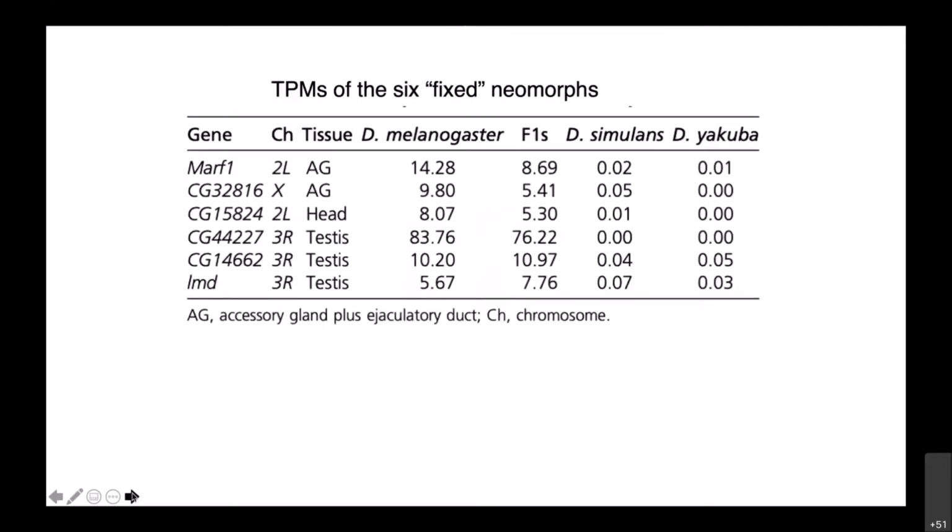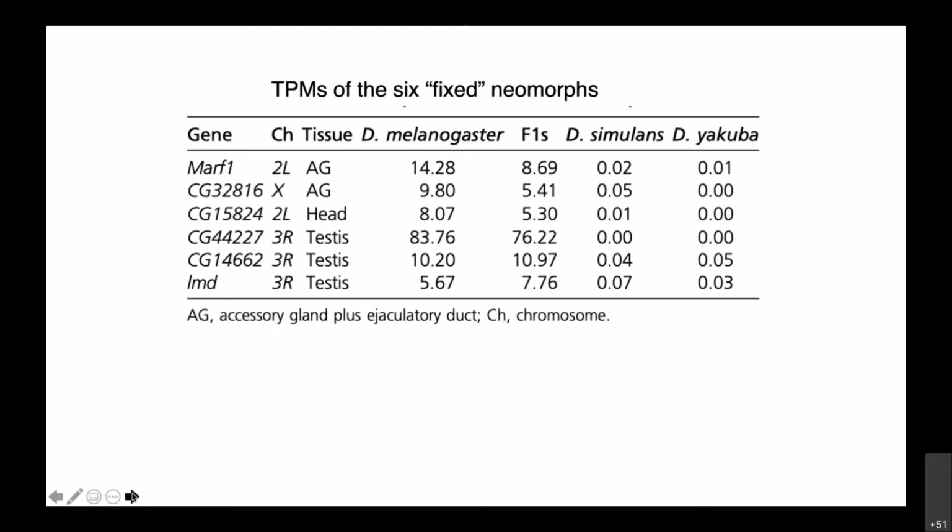Okay, so here is a table from our paper displaying the TPMs of the 6 fixed neomorphs. The melanogaster TPMs are listed under the D. melanogaster column. The F1 TPMs are listed next to it, and then you can see the outgroup TPM. So this is a very, very low level of outgroup expression, close to zero or actually no detectable expression in many cases. And you can see that these various genes are expressed quite abundantly in at least some cases.